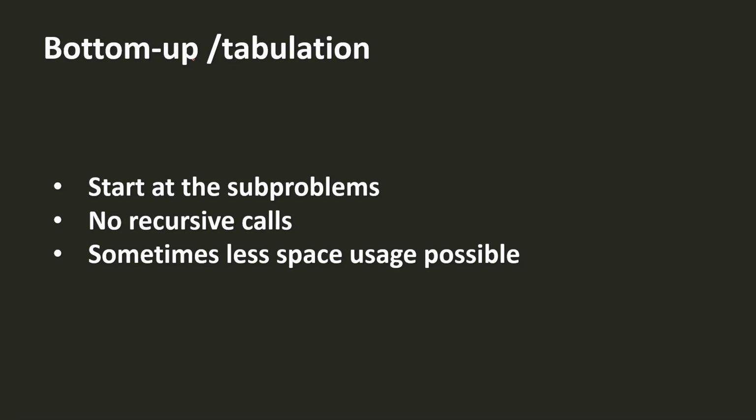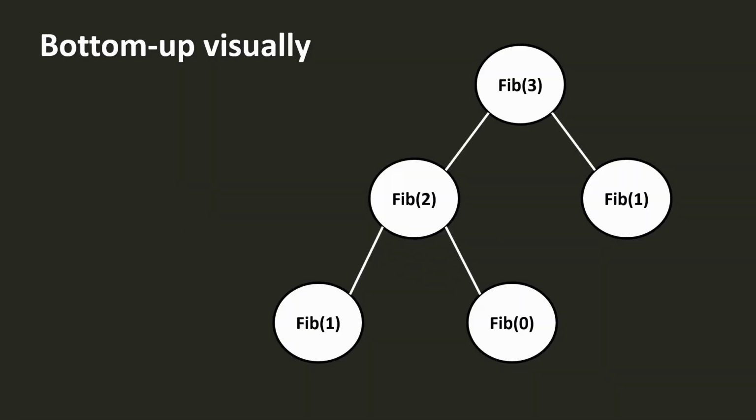What is also possible using tabulation is that sometimes you will not have to store all of the previous subproblems we already computed. To look at this visually, with a bottom-up method, we start here. We say, all right, let's compute the value of fib of 1 and fib of 0. Then let's use this to compute fib of 2. But we already have fib of 1, so we don't have to recompute this. We just use the previous value. Then we use fib of 2 and 1 to compute 3 again. And we can apply this structure for all of the Fibonacci numbers we wish to compute.